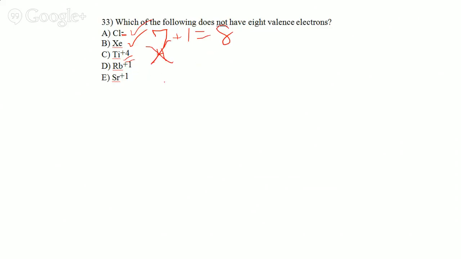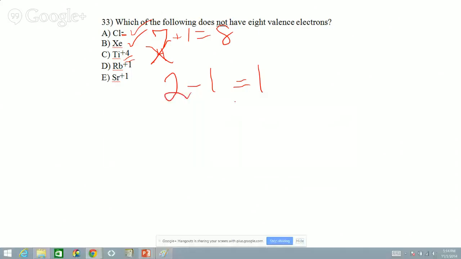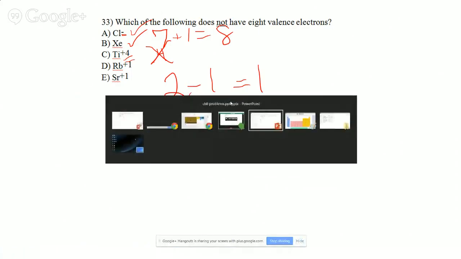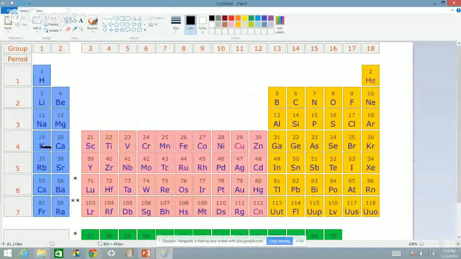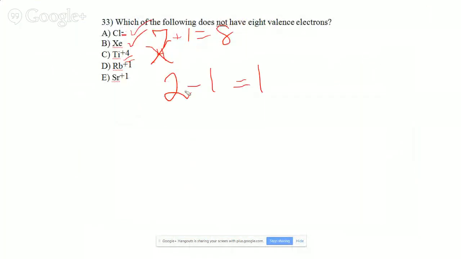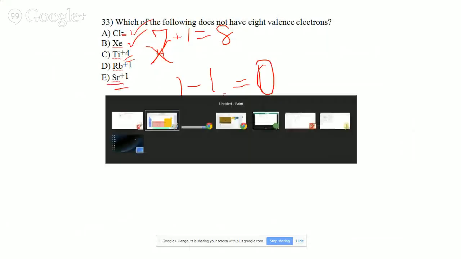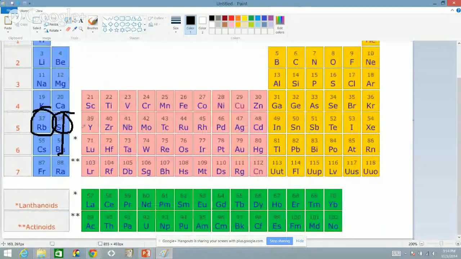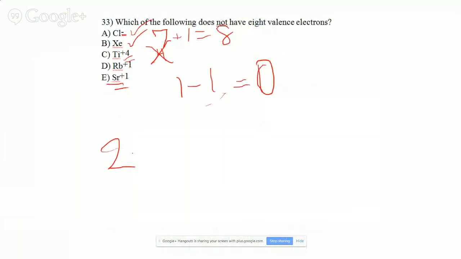Rb, wait a minute. Rb had 2 valence electrons, and it only lost 1, so now it has 1 valence electron. Am I doing that right? I might be wrong. Totally wrong on that one, aren't I? Yeah, Rb totally lied. It didn't have 2. It only had 1. So now it's got 0. But Sr, if you take a look, Sr is right here. It's got 2 valence electrons. It lost 1. So now it has 1, which is not 8. 1 is not 8. And now you know that. You're welcome.